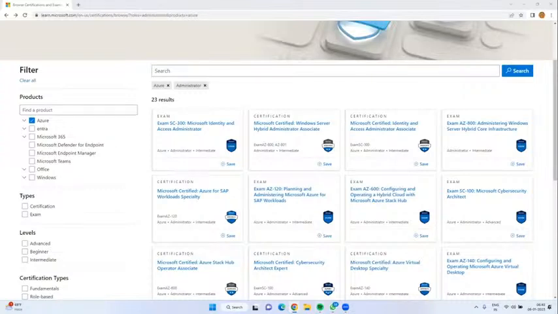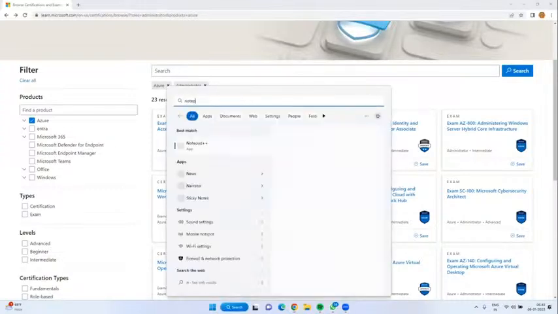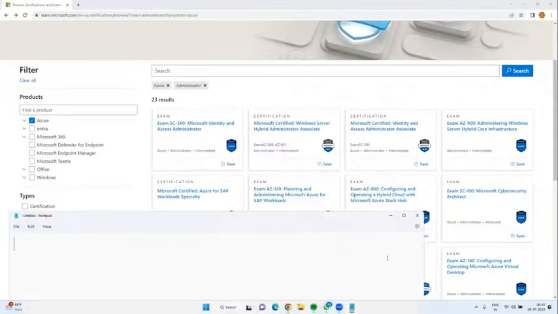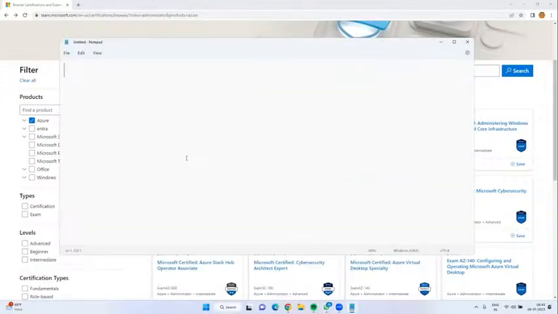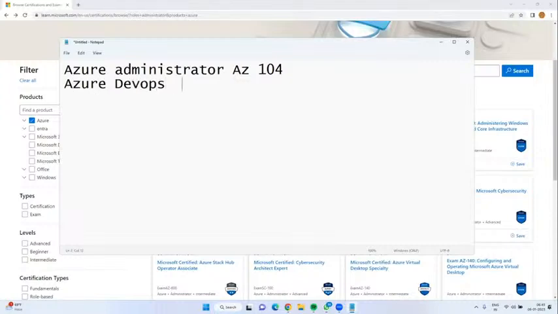Next, as I said, I am going to cover AZ-104, Azure Administrator. Next, Azure DevOps. The combination of these two is very popular in the market. I am giving AZ-400 DevOps and AZ-104.